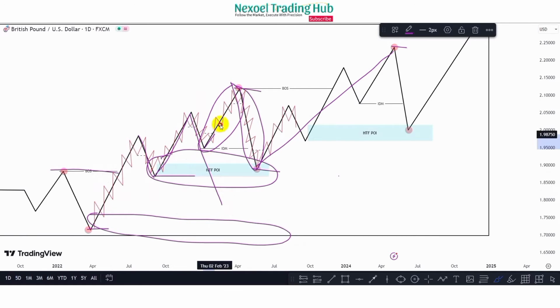But then price pushed further to the upside. So since we do not have the raid of inducement, then we do not have a valid higher high point. But then now we have price drop to the downside and then raid these inducements. So we have a valid high point here. So now we're expecting the push of price to the upside.